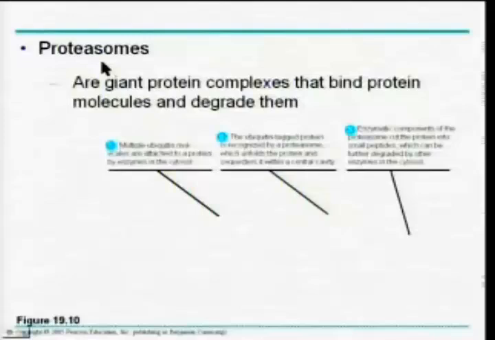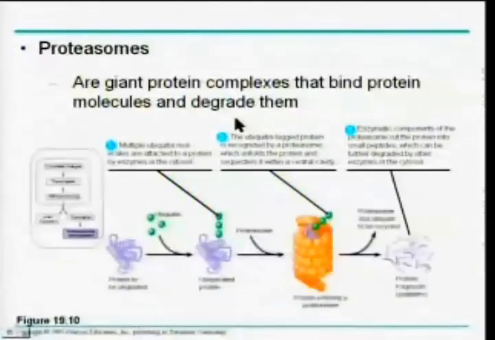Now we jump to that last stage, the degradation. So proteasomes are giant protein complexes that bind protein molecules and degrade them. Here they don't bring in the numbers, they just bring in the whole thing. Somebody got mixed up, I guess, but anyway, they did it for us. I didn't have to do it. That's what's important. So now we are considering regulation at the level of protein processing and degradation, more specifically degradation.